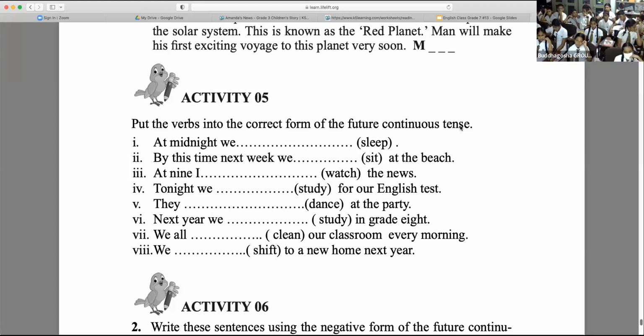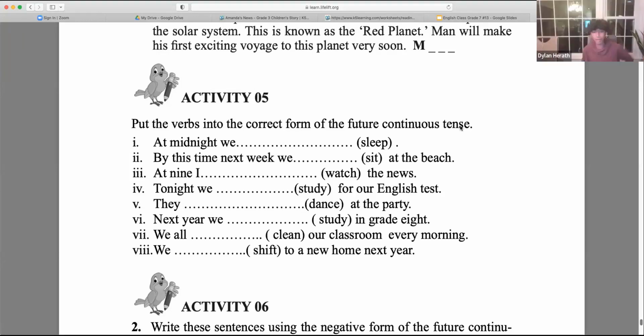Number 5, they blank dance at the party. So yes, I heard it. Will they will what? What will they do? Will dance. Yes, very good. They will dance at the party.